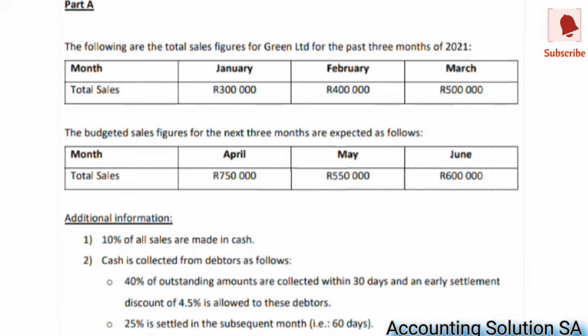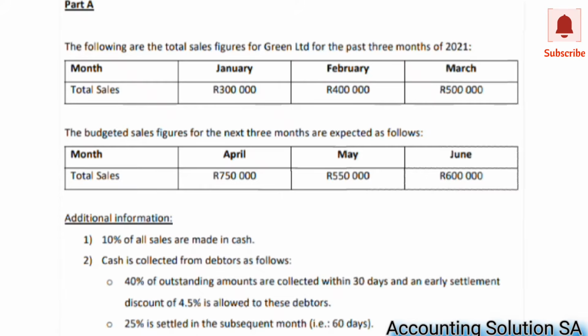Number two, they said credit sales are collected from debtors as follows. 40% of the outstanding amount is collected within 30 days, and an early settlement discount of 4.5% is allowed to these debtors, which means that if we sold stock in January, we are going to collect it within 30 days, which is the following month, February. Then 25% is collected in the subsequent month, that is 60 days, and 30% is collected after 90 days.